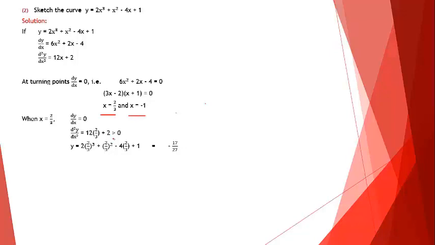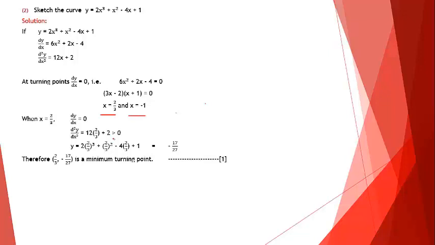Now by substituting x equals 2/3 in the equation y equals 2x cubed plus x squared take away 4x plus 1, we get the y value of this point, which is y equals negative 17 over 27. Therefore the point (2/3, -17/27) is a minimum turning point. So let's consider it as the first information.